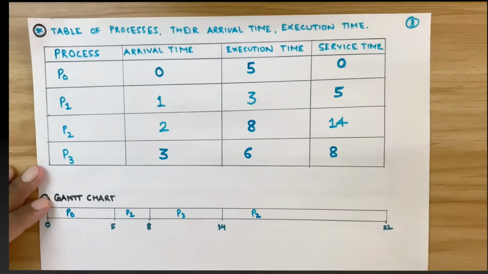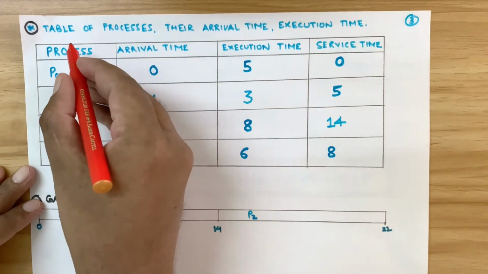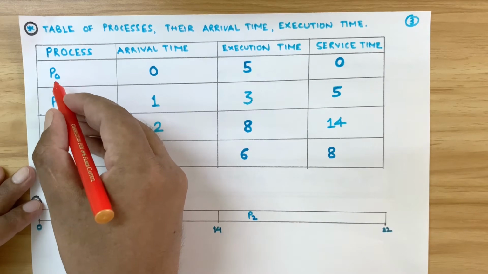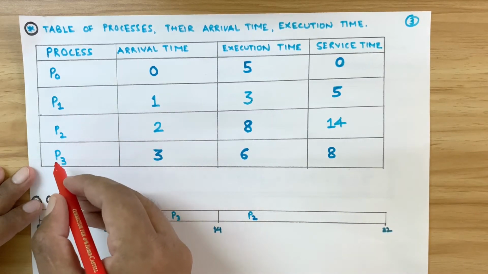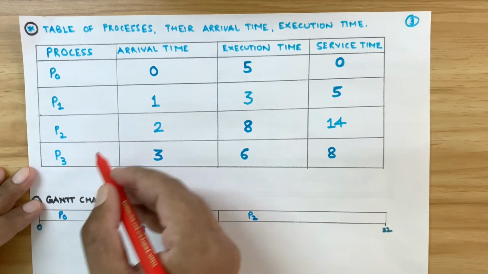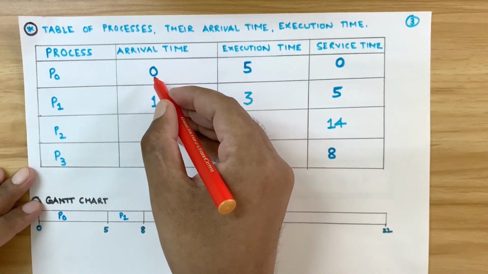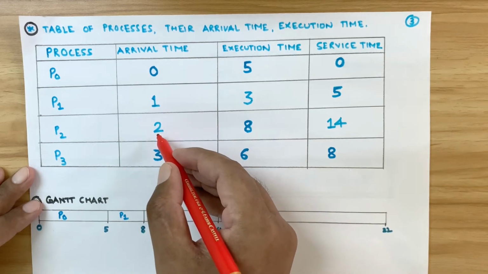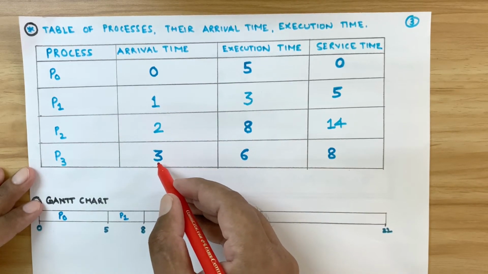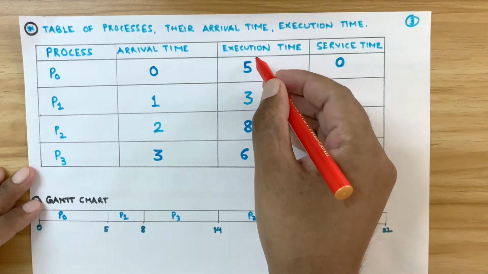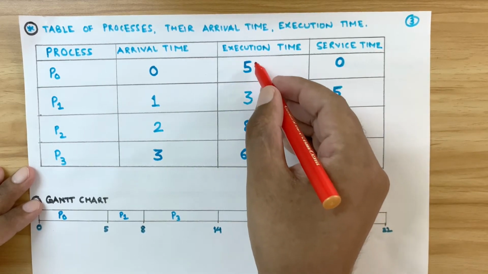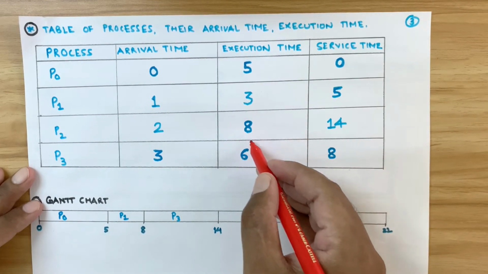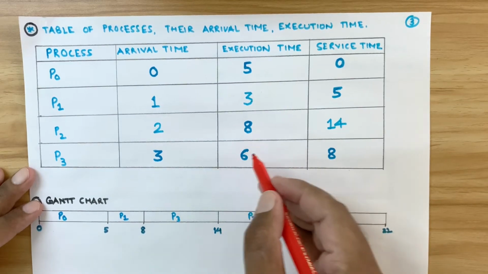Moving on, we will see a numerical of it. This is the table of processes, their arrival time and execution time. First one is P0, second one is P1, P2, P3. These are the processes. This is the arrival time of them. That is, first one arrives at 0th second, second one arrives at 1st second, third one arrives at 2nd second, and fourth one arrives at 3rd second. This is the execution time. That is, first one takes 5 seconds to execute, second one takes 3 seconds, third one takes 8 seconds, and fourth one takes 6 seconds.